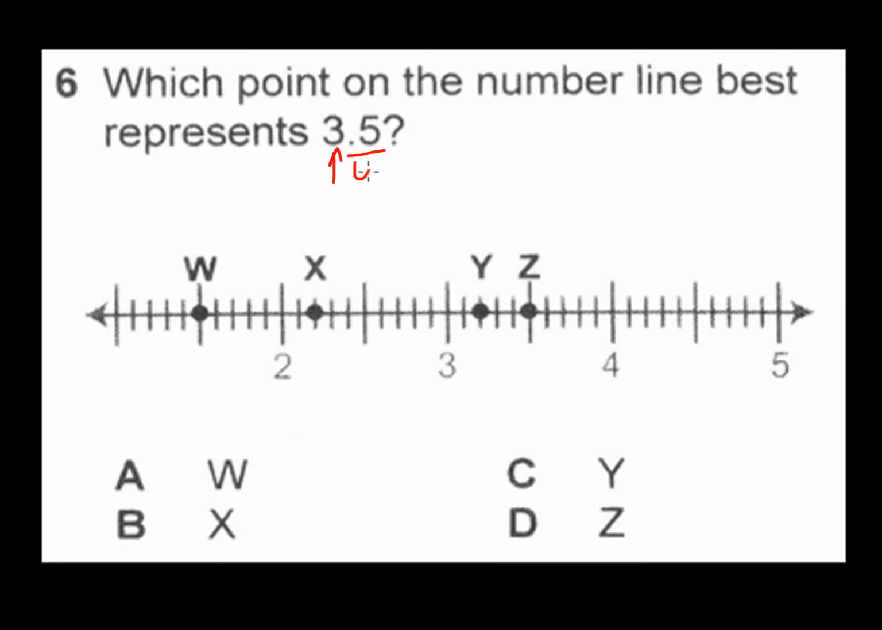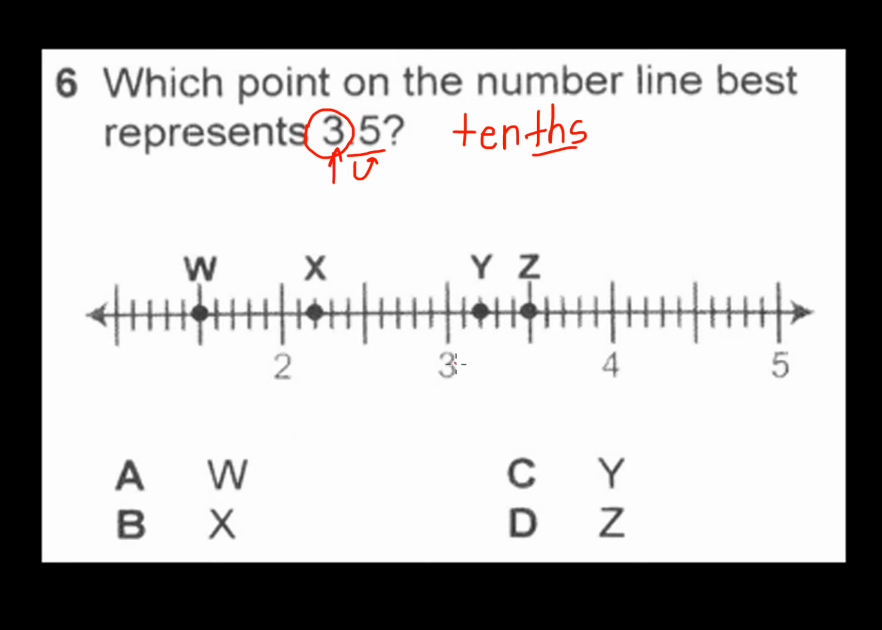The number to the right of the decimal is tenths. Tenths. We get to spit when we say it. So what that means is that there's a space that's divided into 10 pieces. Let's start with this whole number 3. Let's find 3 on the number line.